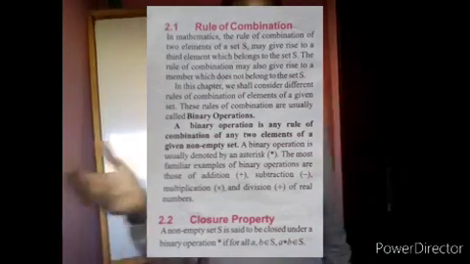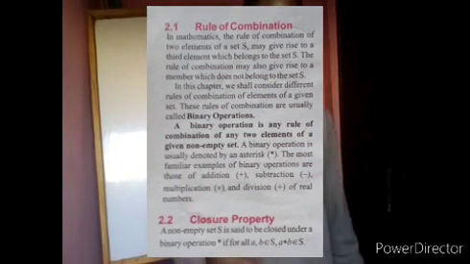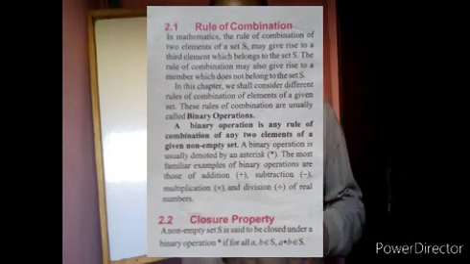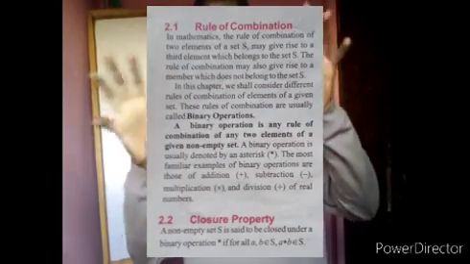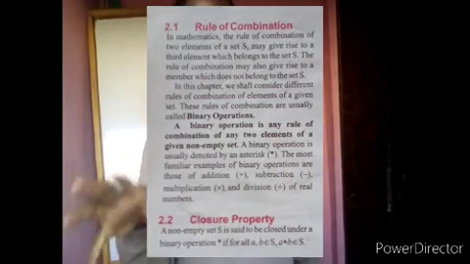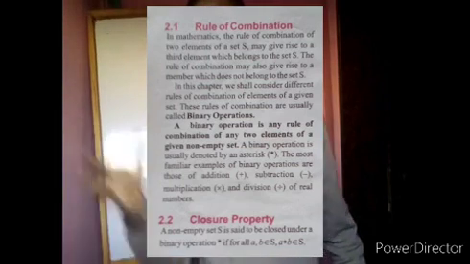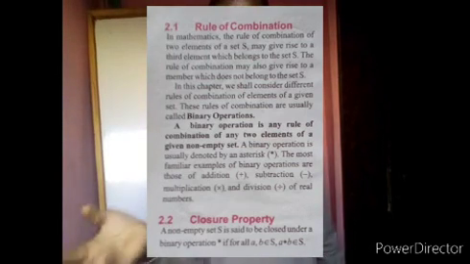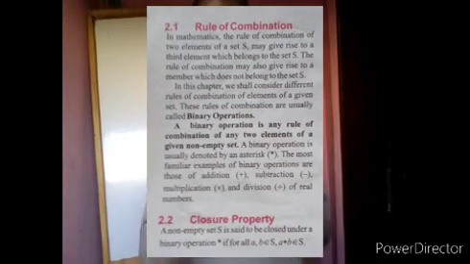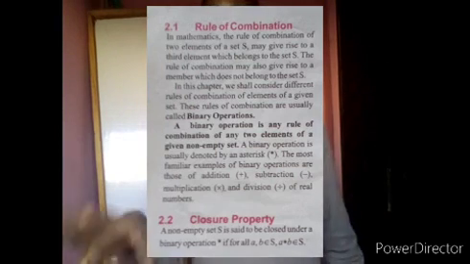So basically, in mathematics, the rule of combination of two elements of a set S may give rise to a third element which belongs to the set S. So basically, when you combine two mathematical elements, you can give rise to a third element. For example, those of you who are going in chemistry, you know that when you combine hydrogen and oxygen, you get water, right? But depending on the conditions, those conditions are the nature of the binary operation. So each binary operation has its own conditions by which it operates. So a binary operation has its own specific conditions.